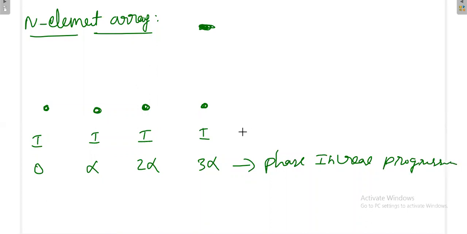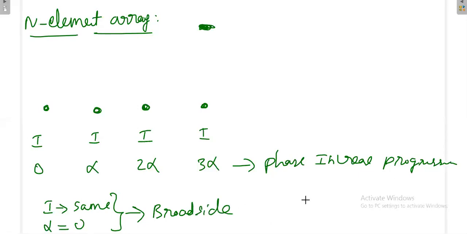And again current is the same always. But if I take alpha equal to 0, everything is 0, all currents are the same, then this is the condition for broadside array.